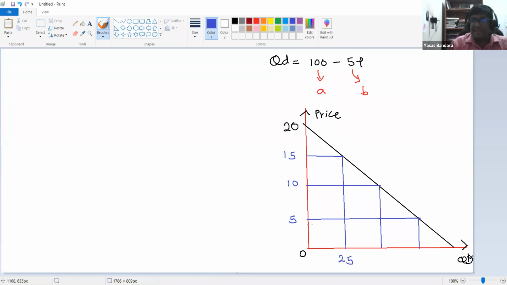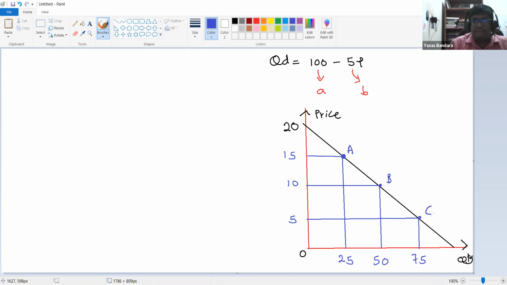When the price is 10, 5 into 10, 50. 100 minus 50 will be 50. And when the price is 5, 5 into 5, 25. 100 minus 25 will be 75. Now what we do is, we'll take this point as point A, this point as point B, and this point as point C.